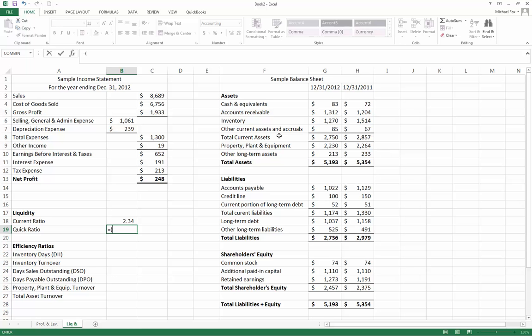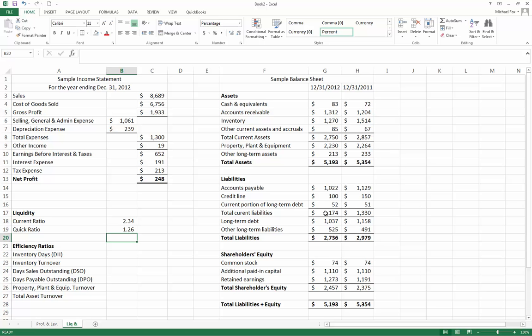To figure out our quick ratio, we'll take our current assets. Actually, I'm going to put a parenthesis here and say total current assets minus our inventory, divided by our current liabilities. We would expect the quick ratio to be smaller than the current ratio because it takes out those inventories, which were part of our current assets when we calculated the current ratio. Again, this is still a measure of how well we can pay our debts that are coming up.